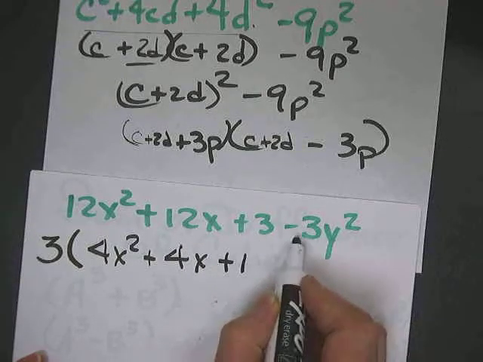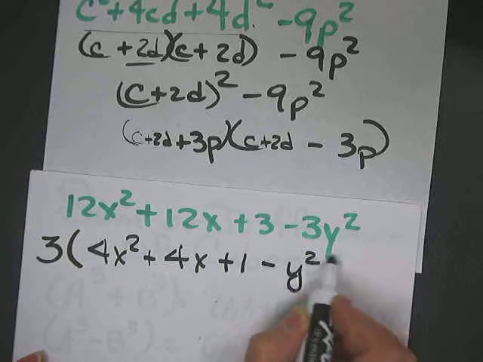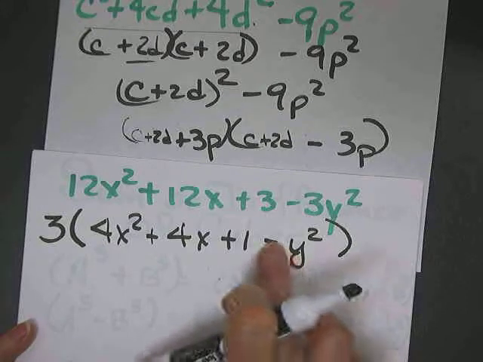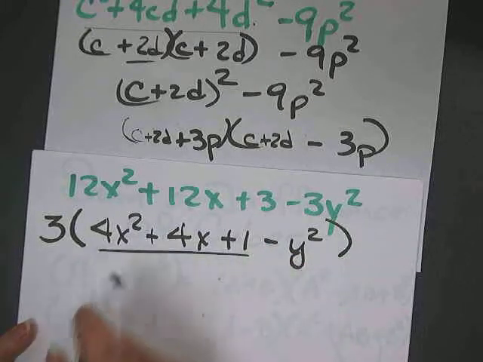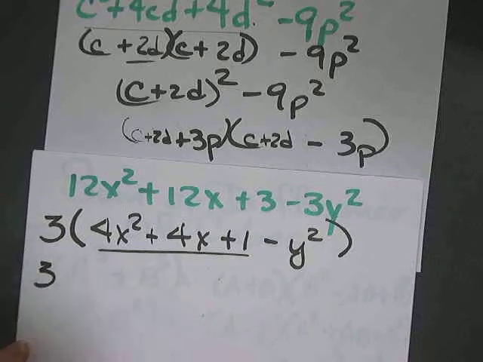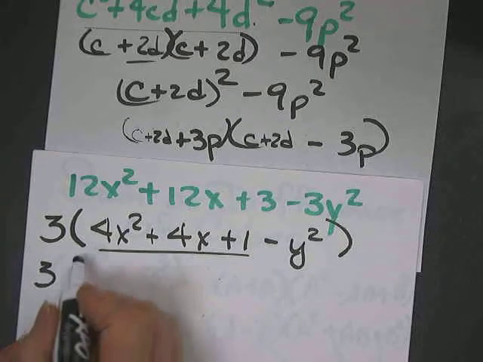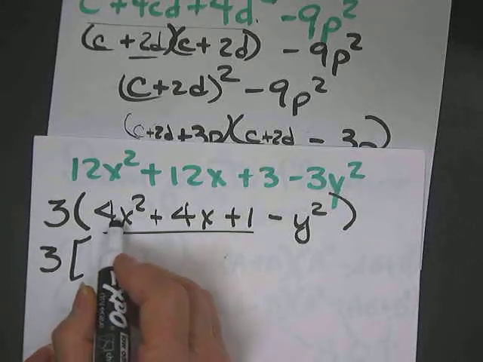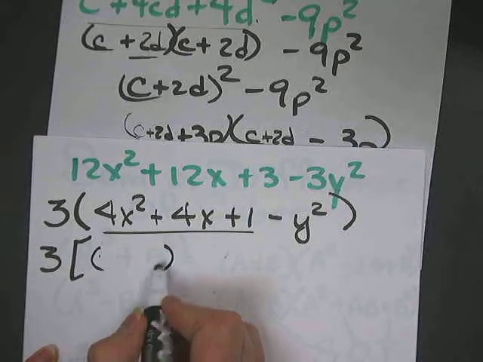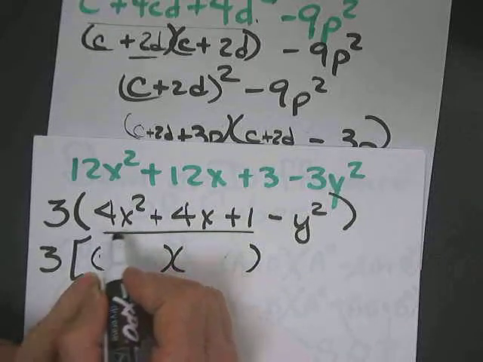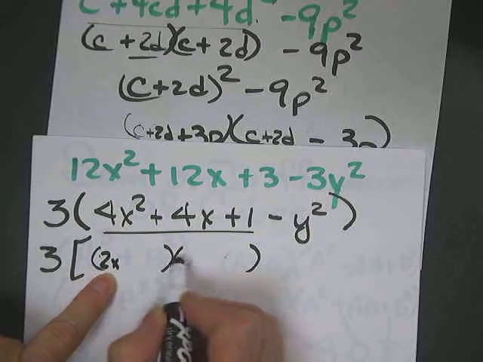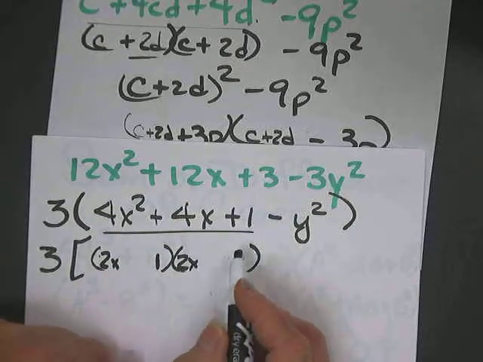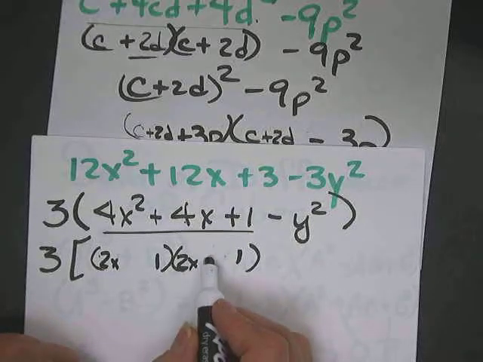Everybody finished with that? Okay, probably same thing again, right? That's not a perfect square. Is there anything in common first? 3. 4x squared, 4x plus 1 minus 1y squared. Okay. There's our minus a square, so let's see if we can do this.